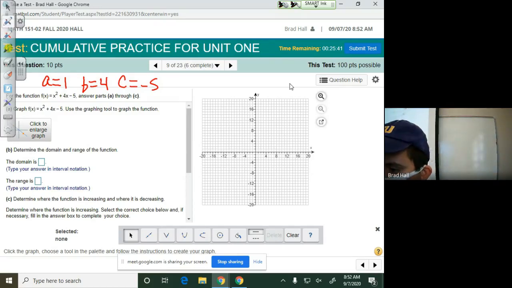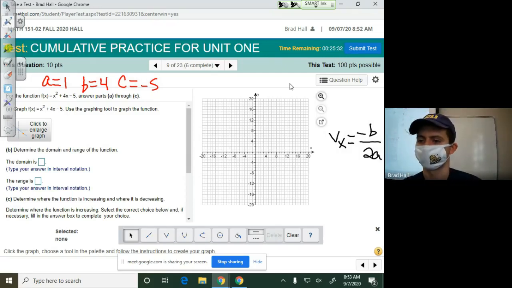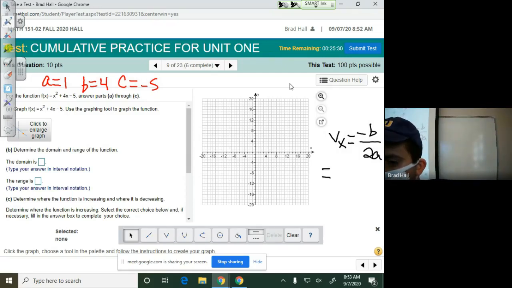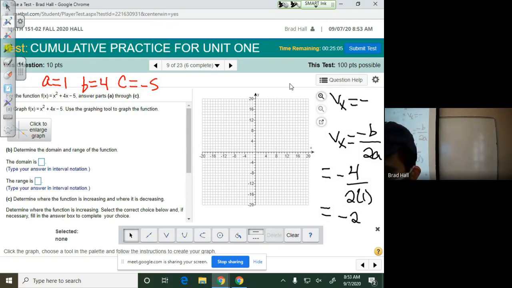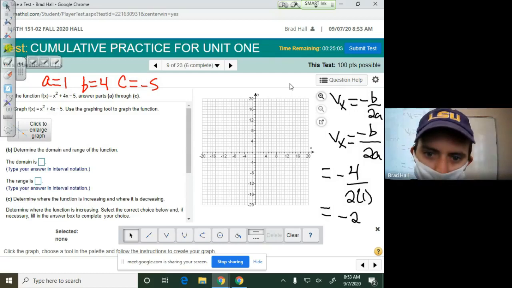So with the vertex, it's still the same formula, -b over 2a. So that's why I wrote out A and B and technically C, but we don't need C. B is 4, so -4 divided by 2 times A, which is 1. And so that is simply -2. Let me write it up here. I'm going to erase this.